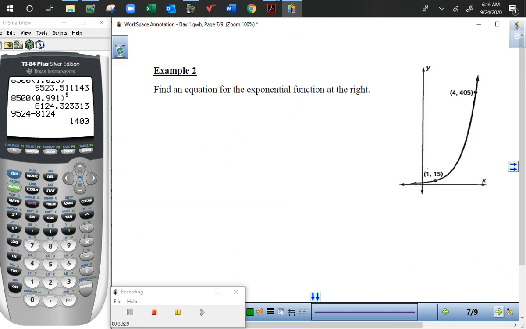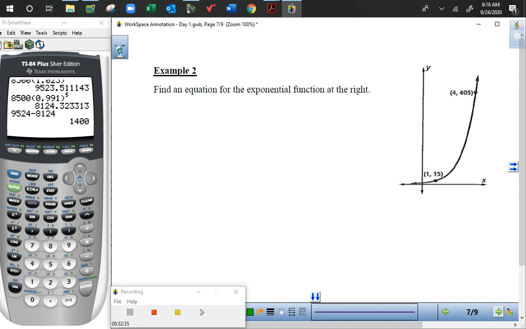Last thing we're going to do with exponentials is talk about their graphs. It says find an equation for the exponential function at the right. Okay, so we're given 2 points, and just like with a line, we can draw an exponential through 2 points on a graph, as long as it's not a vertical line.